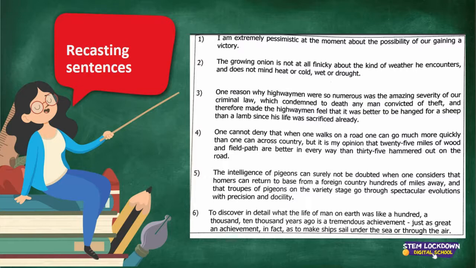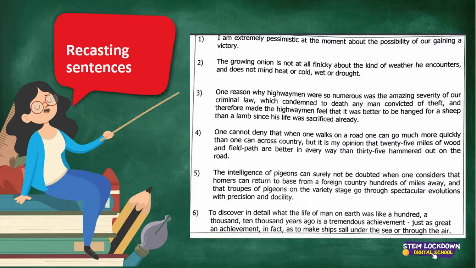So the first one, you will end up saying, "I am negative," because there is "extremely pessimistic"; I am replacing it with "negative." So you can say, "I am negative at our possibility of attaining a victory." I've just substituted "pessimistic" and "gaining," and I got rid of "at the moment." So I have used my own words to recast that sentence.